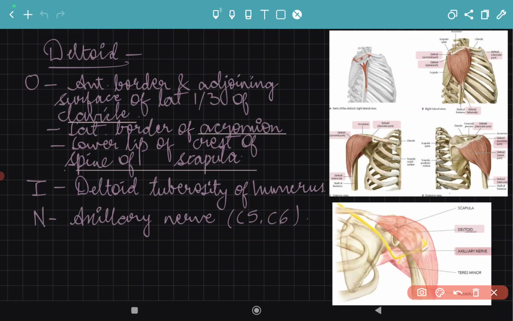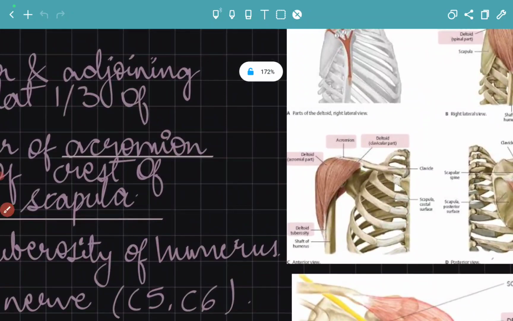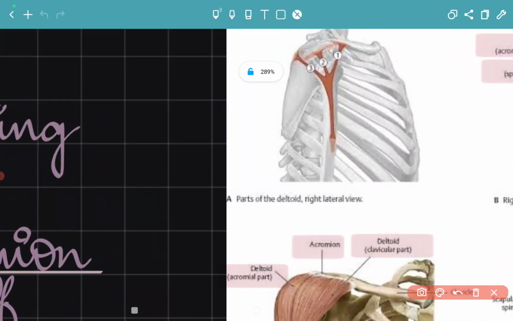Deltoid has three origins: from clavicle, from acromion, as well as from spine of scapula. So this will be the anterior fibers, this will be the middle fibers, and those will be the posterior fibers coming down on humerus to attach to the deltoid tuberosity. So this is the lateral view.